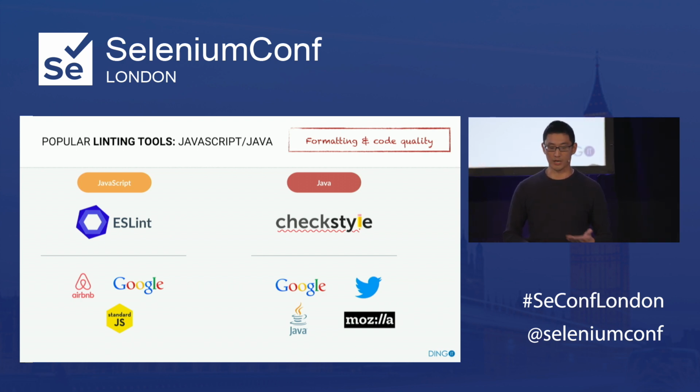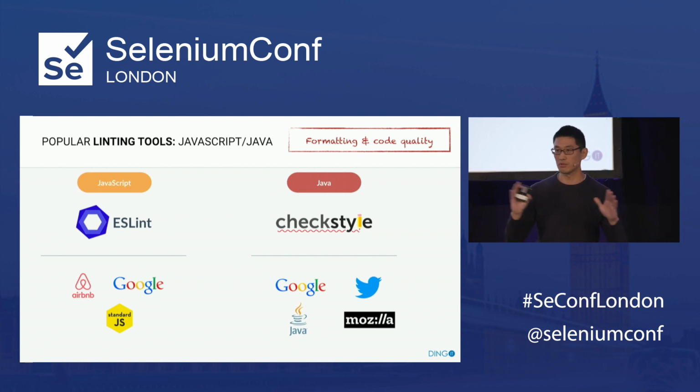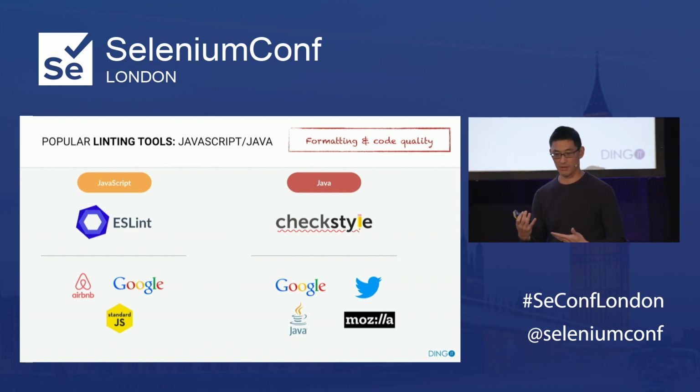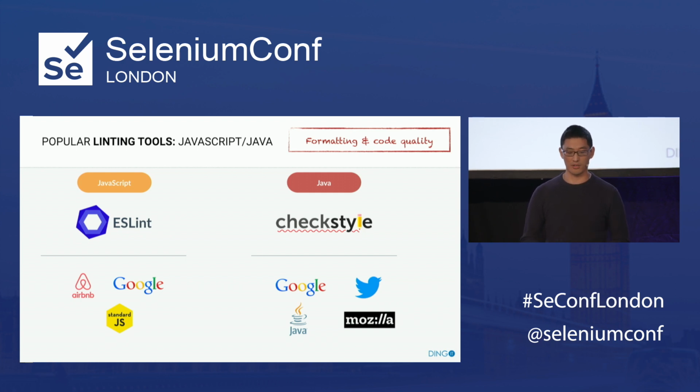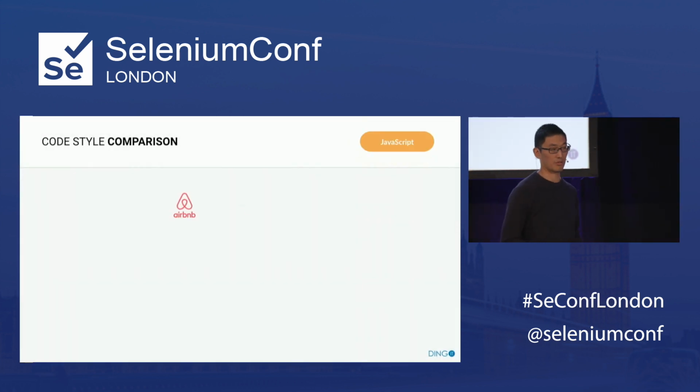So for JavaScript, the Airbnb, Google, and Standard.js, I think those are the most popular ones. There are more organizations providing this, but these are, in my experience, the most used. For Java, again, Google, Twitter, Java itself, and Mozilla. So let's do a comparison.